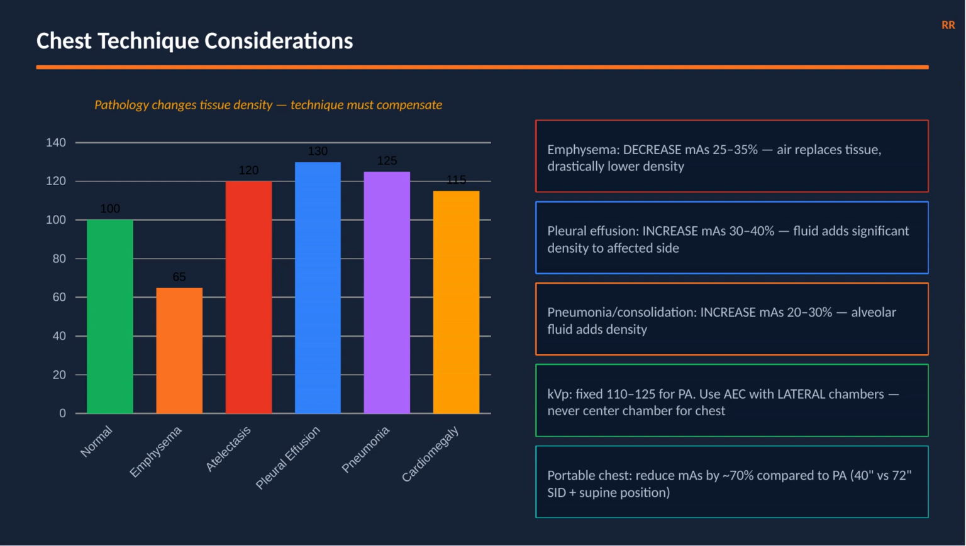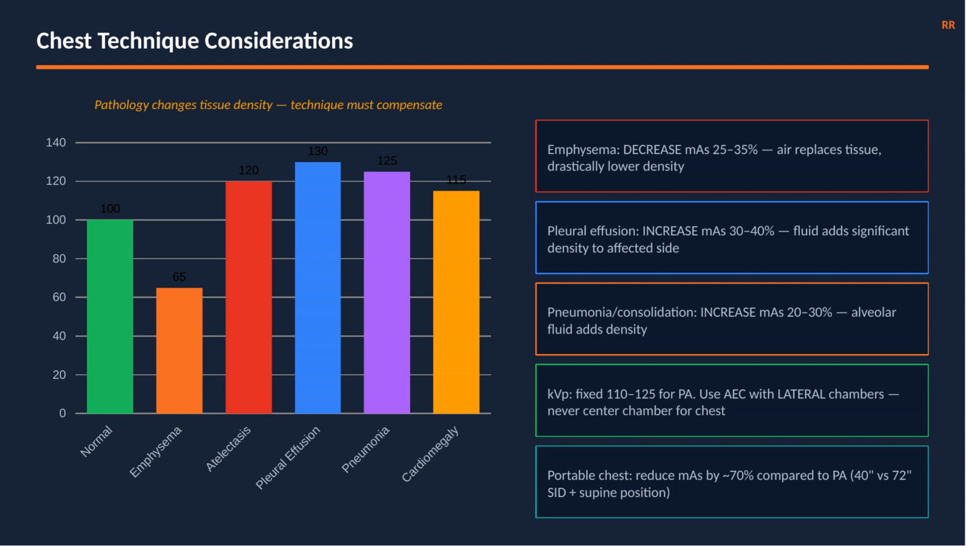AEC chamber selection. Always use the 2 lateral chambers for chest radiography. The center chamber lies over the mediastinum, a dense structure. If the center chamber drives the exposure, the system terminates early trying to penetrate the heart and great vessels, and the lung fields will be underexposed. Use lateral chambers. Always.